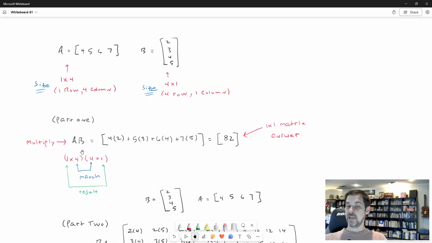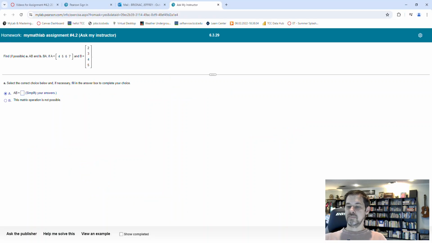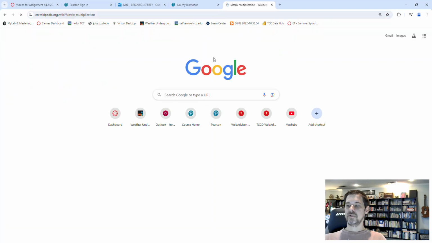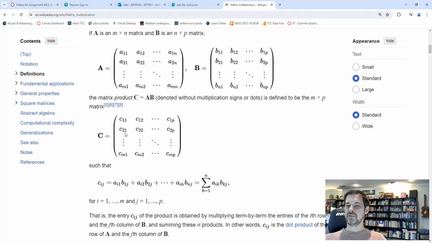All right, so we can multiply A times B. The result we're going to get is these numbers on the outside. So like this number and this number. So 1 by 1. So we'll get a 1 by 1 matrix as an answer. Okay, so how do you do it? Can I show you something simpler than that? All right, well, that's what I'm going to try to do.